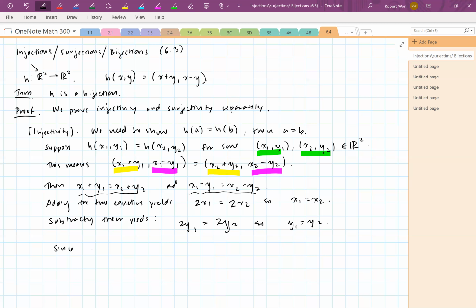And since x1 equals x2 and y1 equals y2, therefore (x1, y1) equals (x2, y2), which is exactly what we needed to show. We supposed that h of (x1, y1) equals h of (x2, y2), and we showed that that forces these two points to be the same. Hence, h is injective.